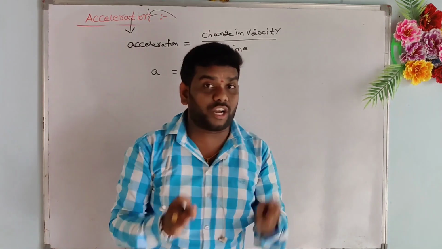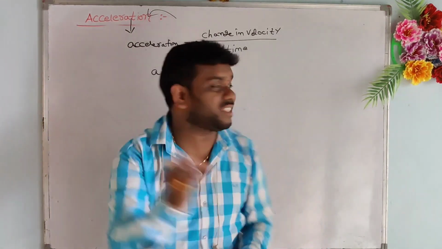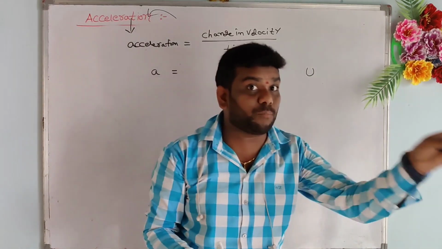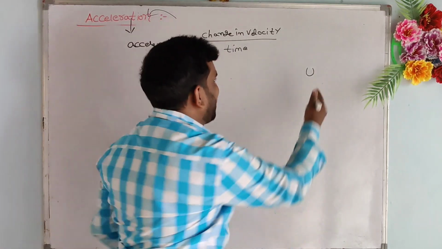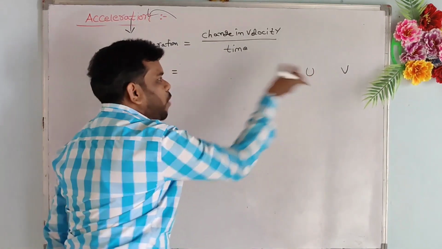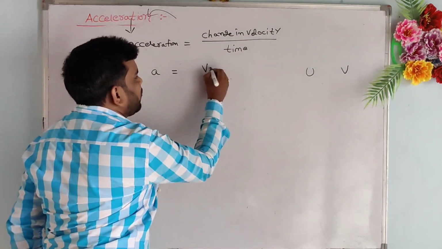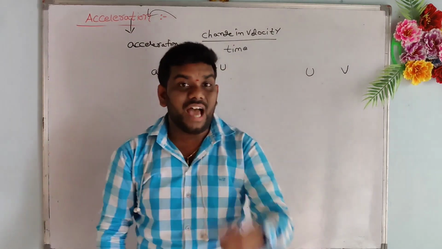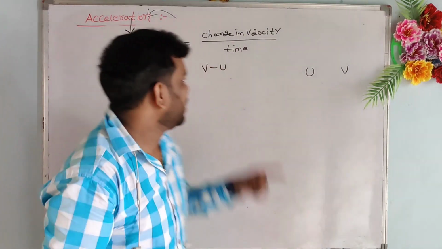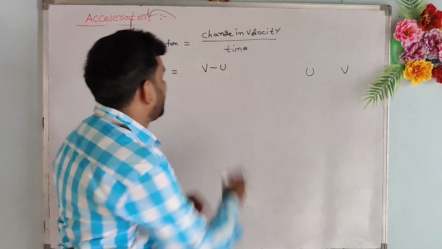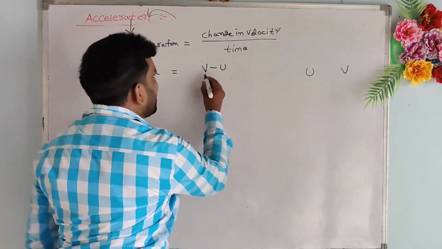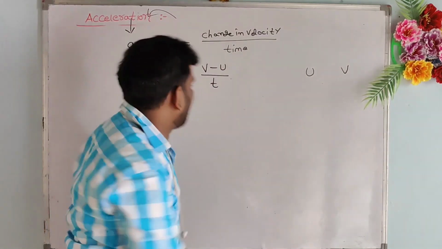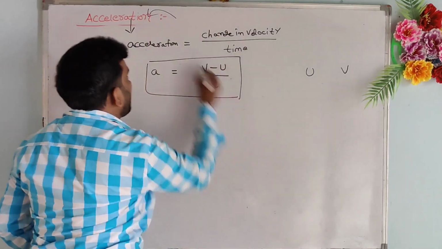Change in velocity, already told, from the starting initial point is taken as u, and when the train reaches Bhimavaram, the final velocity at the end point is v. So end point minus initial point is called v minus u. There are two types of velocities, one is initial velocity, another is final velocity. So initial velocity u, final velocity v. Change in velocity means v minus u. By rate means time. Already you know time is denoted by symbol t. So this is the formula for acceleration.